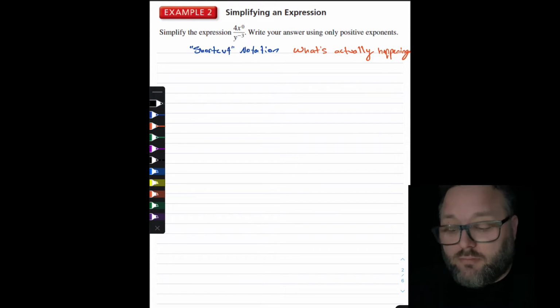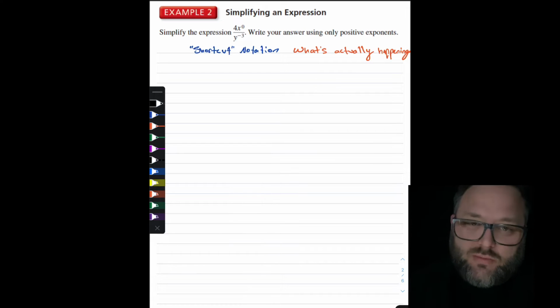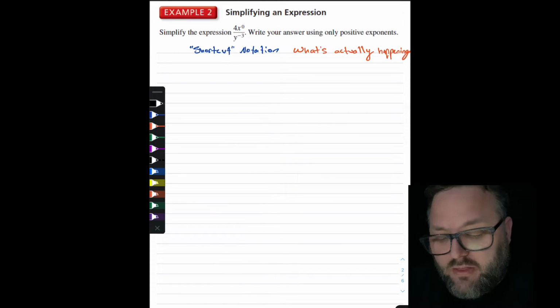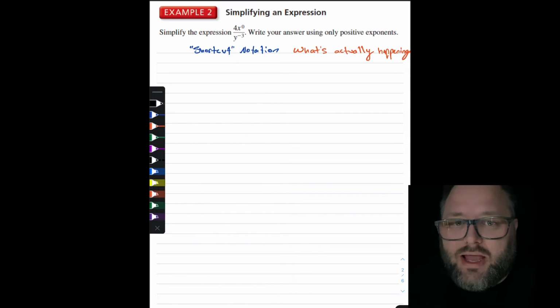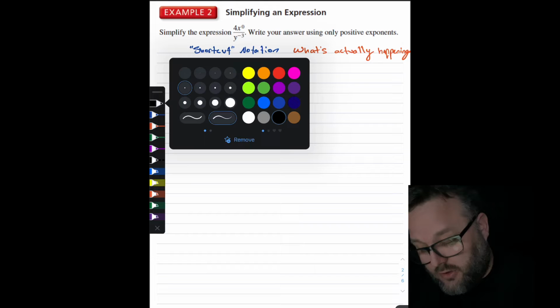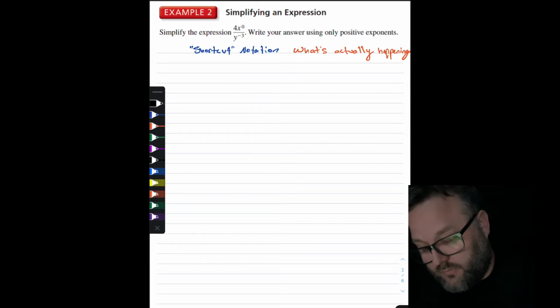What I'm going to be writing in blue is kind of the shortcut notation, is what I'm going to call it. It's what it would look like if I was working the problem a little bit more worked out, because there's some things I would do in my head just because I've done it enough. And then the orange is what's actually happening kind of in the background. So let's start out with just rewriting the problem.